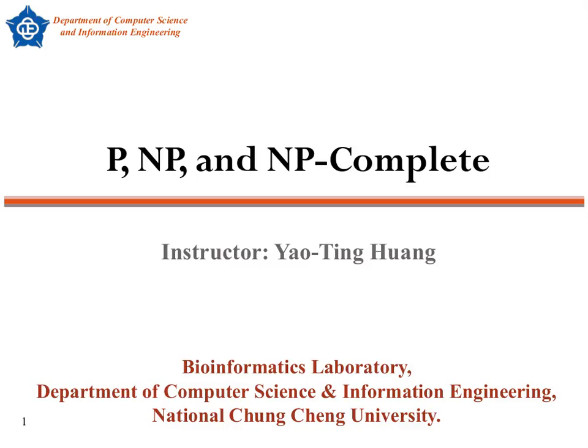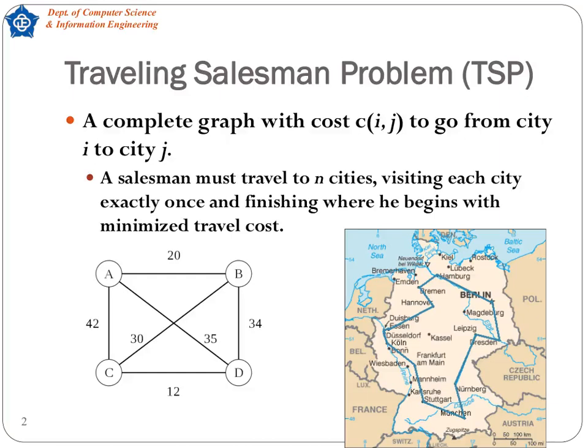We'll explore how these classes fit together, why NP complete is so famous, and what it would mean if P really did equal NP. Let's dive in. Now let's turn to one of the most famous NP complete problems, the traveling salesman problem.